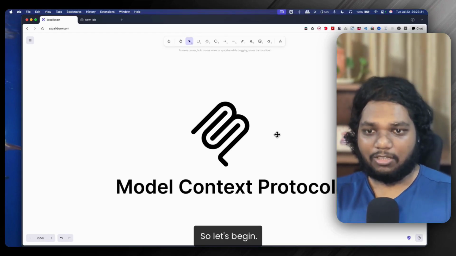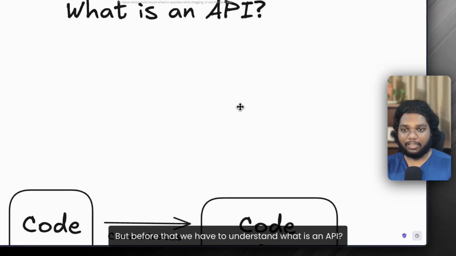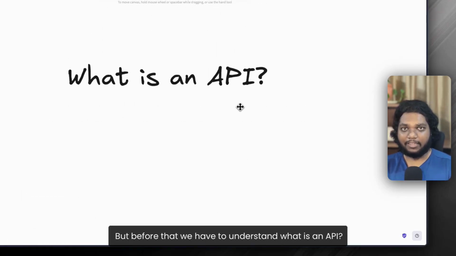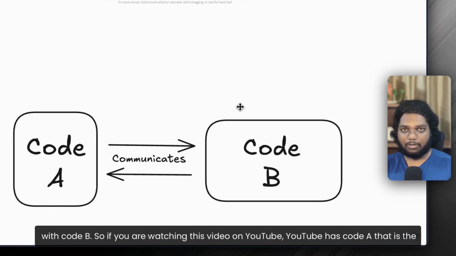So let's begin. What is Model Context Protocol? But before that, we have to understand what is an API. See, API is nothing but application programming interface. So it is a way code A communicates with code B.